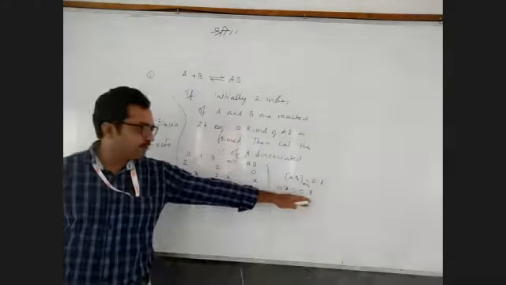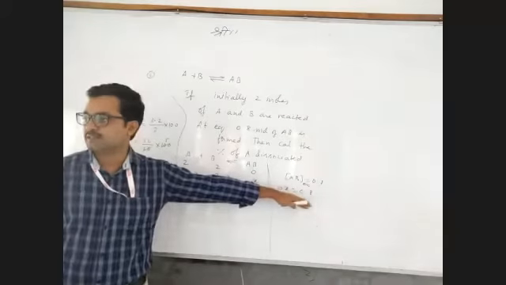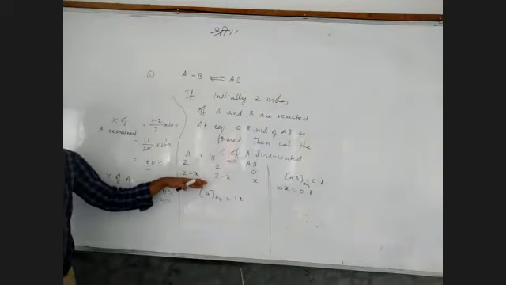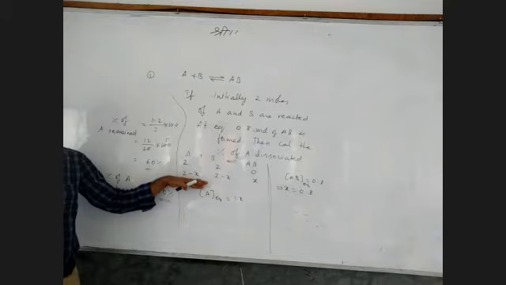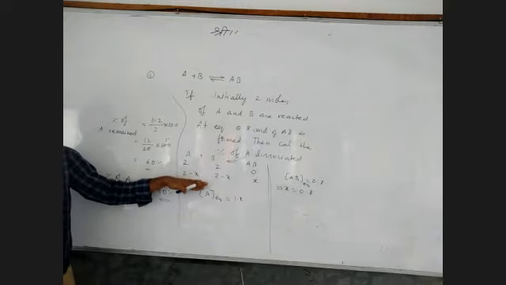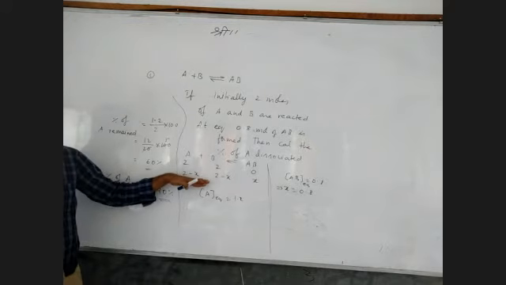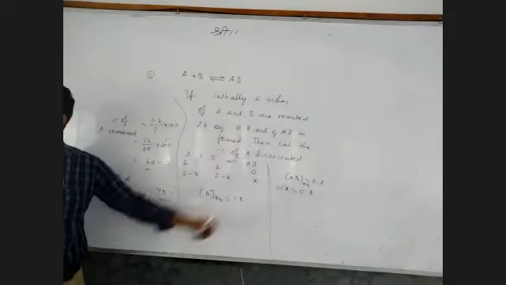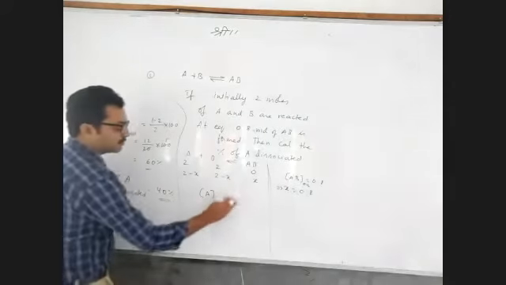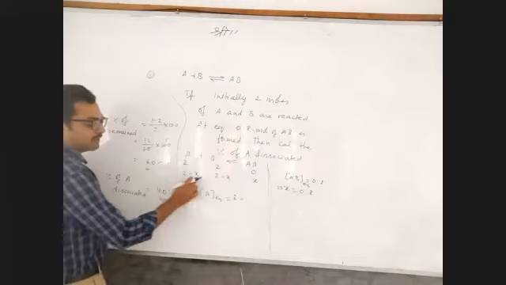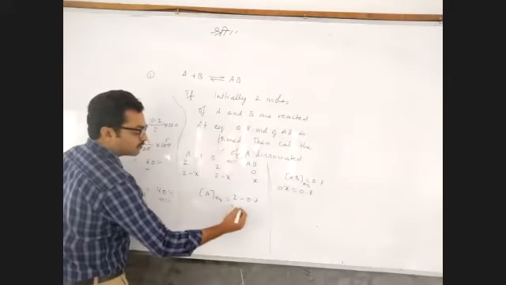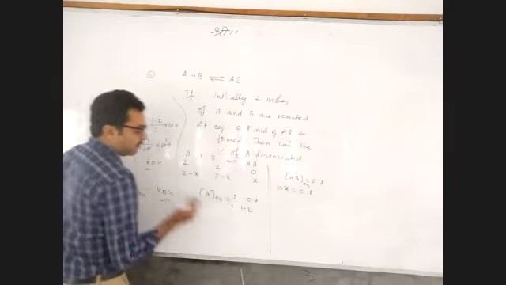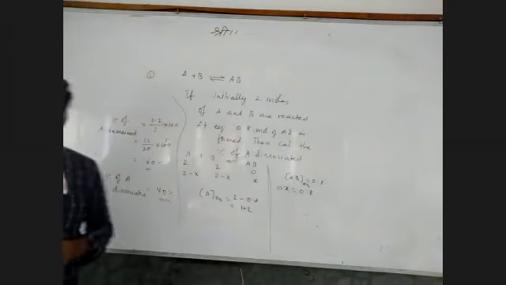X is given as 0.8. This is the equilibrium concentration. Then how much is the equilibrium concentration of A remaining? That means after equilibrium is reached, how much is remaining? 2 minus 0.8, that is how much? 2 minus x, 0.8. So how much do you get? 1.2 is the concentration of A remaining.